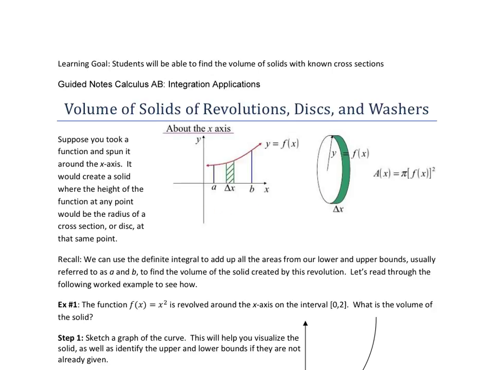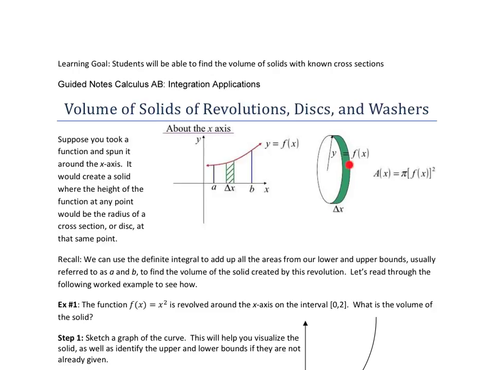Well, what you would have is a bunch of circular disks, and here's an example of one disk with a width of delta x. Now, eventually this width should be infinitely thin, but for now, let's just think of it as having some thickness. We'd spin it around and we'd get this disk. If we had infinite disks in here, we could add up the area of all those disks, and we could get the volume.